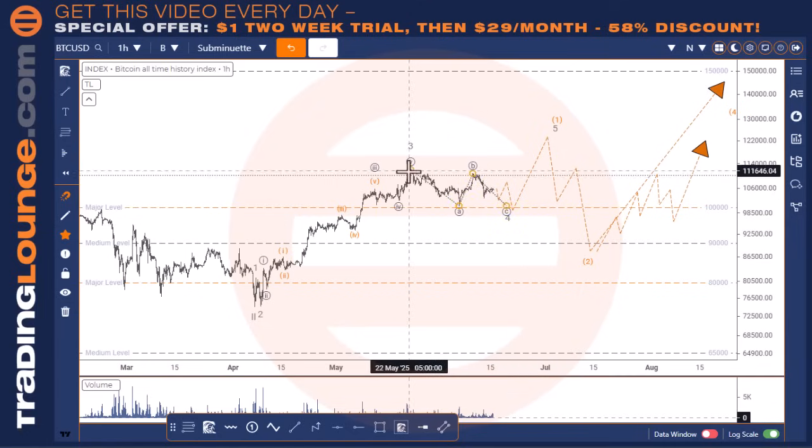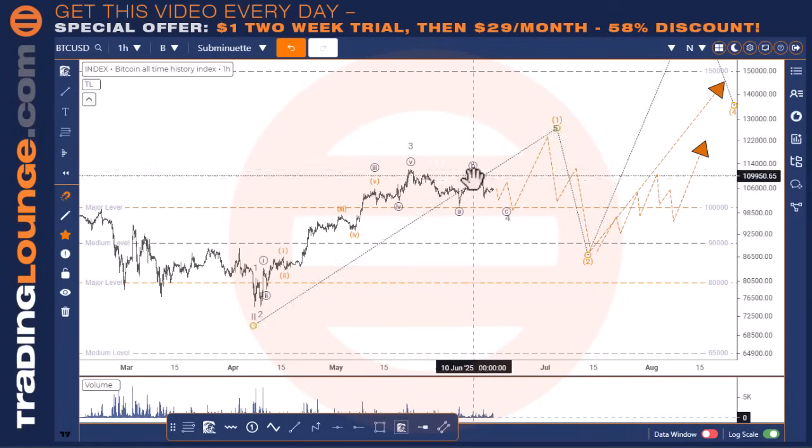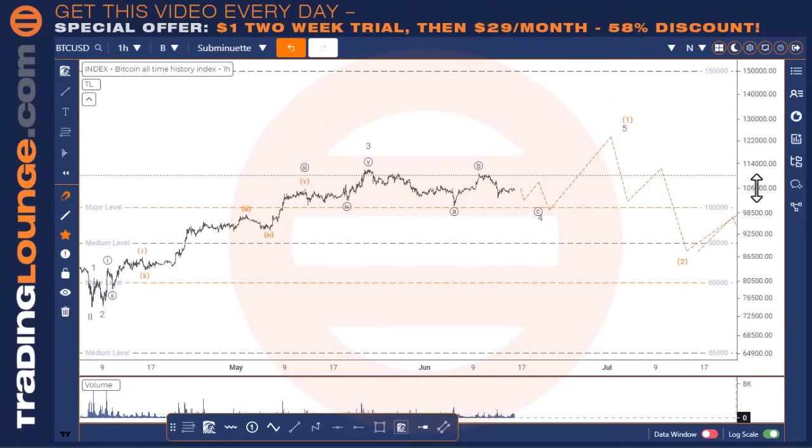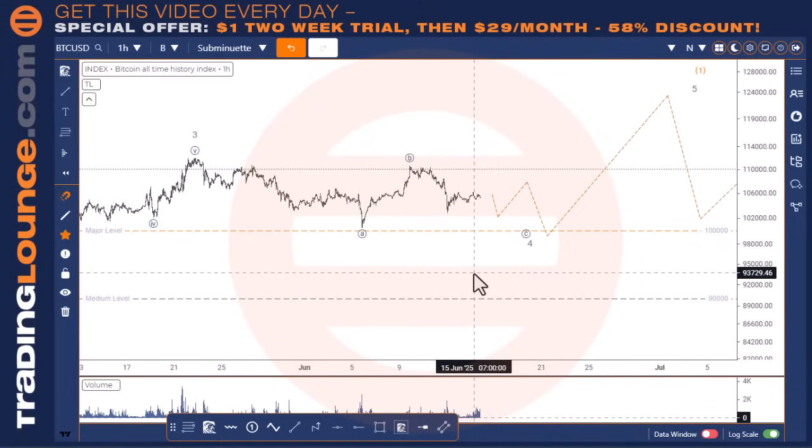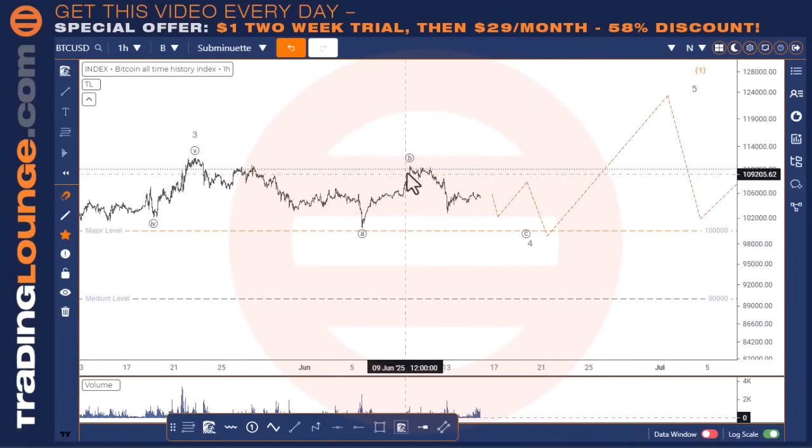Now, it's possible that this move down here could be counted as a corrective move, and I just can't get 5 waves up out of this one here. I can in some other markets, like IBIT and those sorts of things, but I just can't get 5 waves up here.